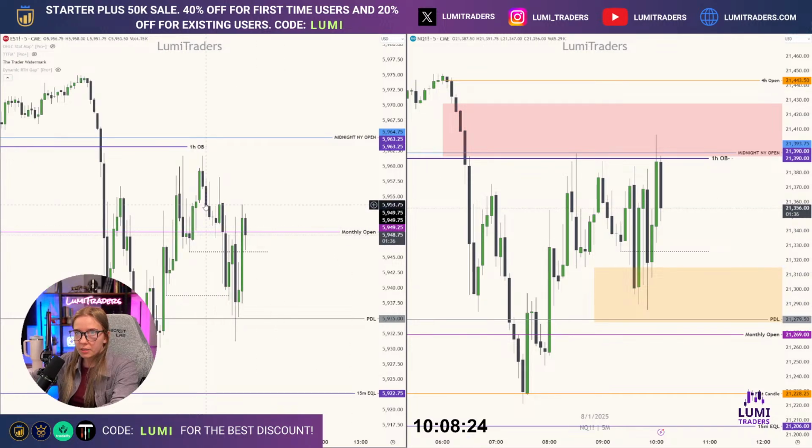Okay, look at this move right here. What I can see with this move up right here, we got break above New York midnight open, but ES did nothing. So basically, test of monthly open, that's pretty much it so far.